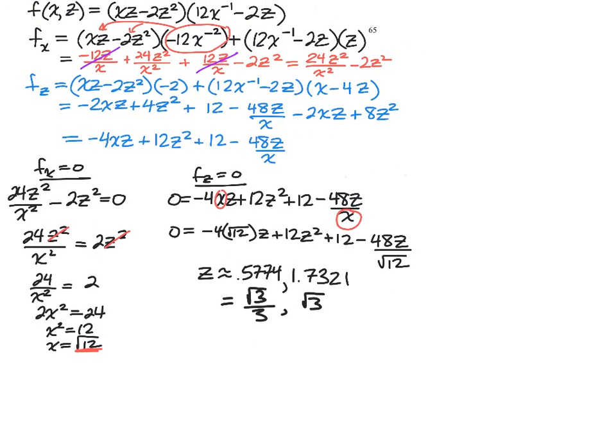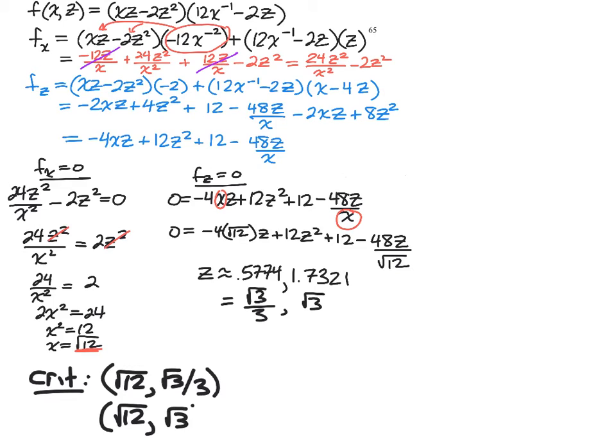All right, so we have our critical values. The issue here is that radical 12 corresponds to two possibilities. So my critical values would be radical 12 comma radical 3 over 3, and radical 12 comma radical 3.